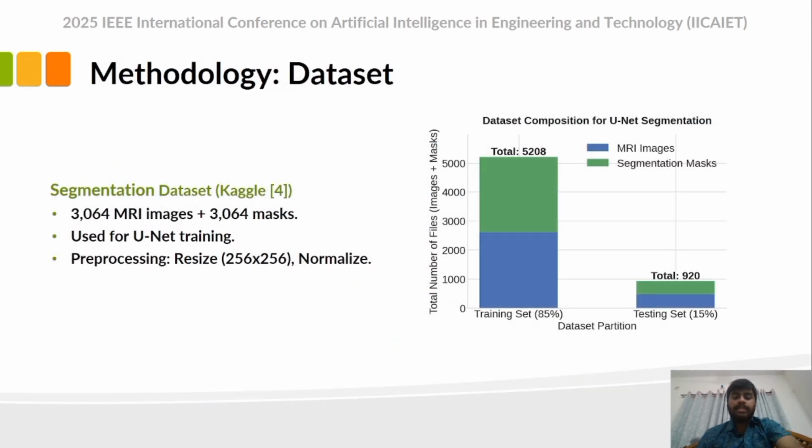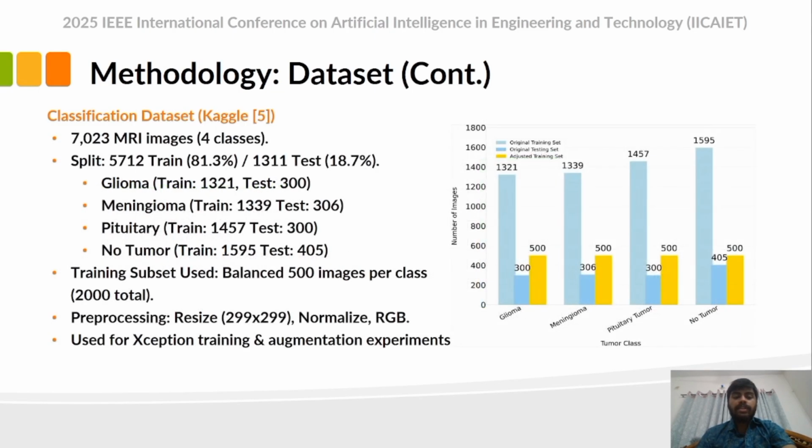We started with two datasets, one for finding the tumor and one for classifying it. We trained our UNet model to find the tumor outlines. For the classification part, we first tested our Xception model on a balanced dataset consisting of 500 images for each class. Then, to copy a real-world problem, we created an imbalanced dataset by removing half of it.